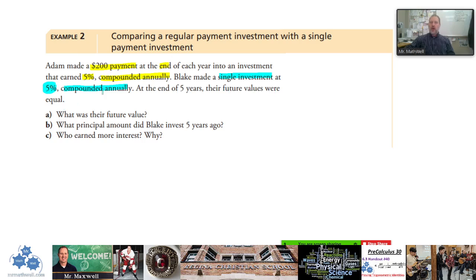Okay. At the end of 5 years, their future values were equal. What was their future value? So we're going to have to figure that out. What principal amount did Blake invest 5 years ago, and who earned more interest? Why? So let's take a look at Adam.